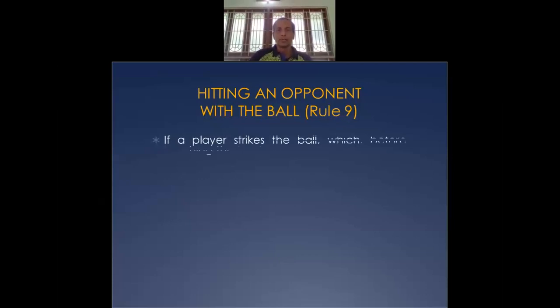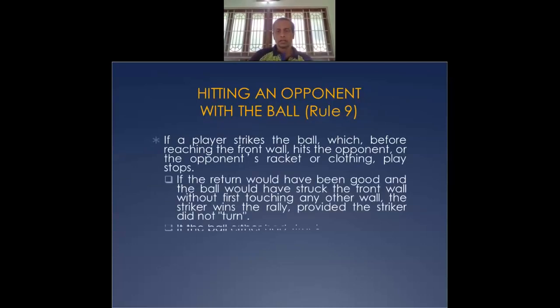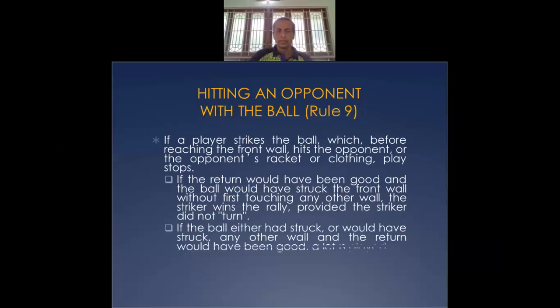Hitting an opponent with the ball. The player strikes the ball before reaching the front wall, and hits the opponent, or the opponent's racket, or the opponent's clothing, or any part of the opponent's equipment. If the return would have been good, and the ball would have gone directly to the front wall, then it's a stroke. Of course, if there has not been a turn. If there had been a turn, then of course yes let.